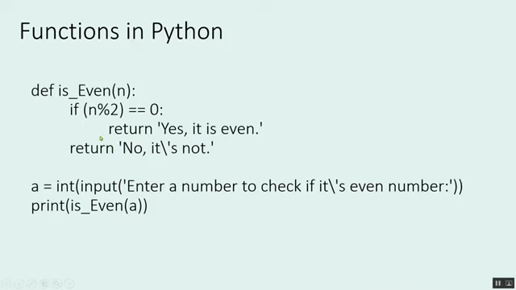Okay? So we call it dead code. Sometimes it is unreachable, sometimes it is reachable. Okay? Depends on the condition. So if this becomes true, it would return to the main program, giving the no it's not string as dead code. Okay? Now if this condition turns out to be false, it would ignore the return yes it is even and would automatically go to return no it's not. Okay? As simple as that.